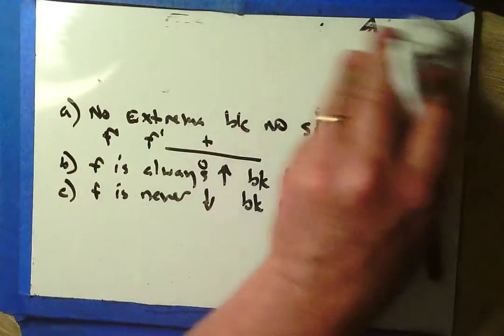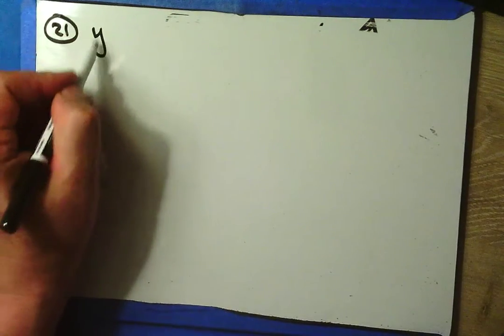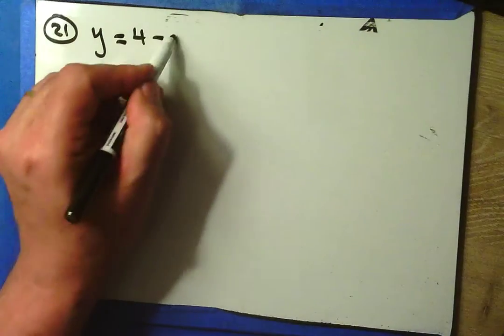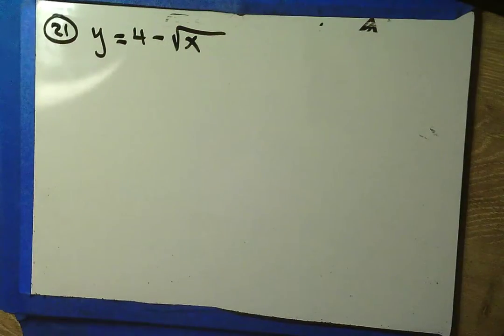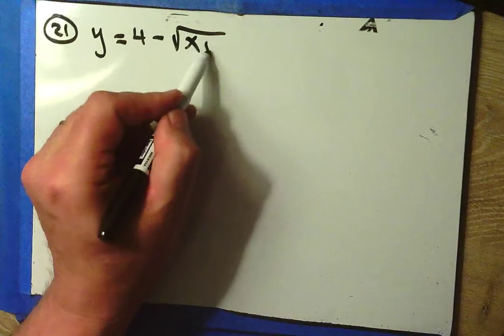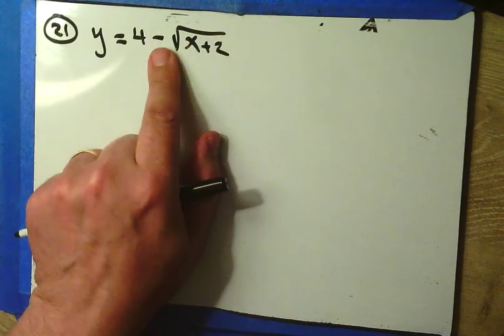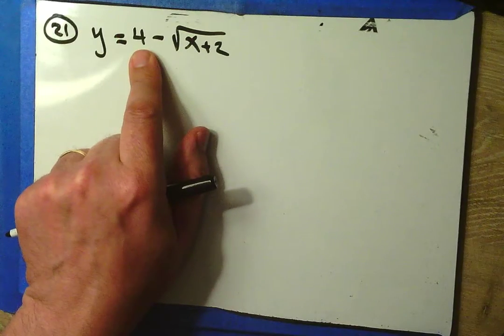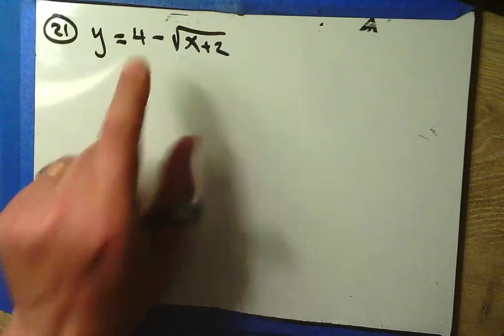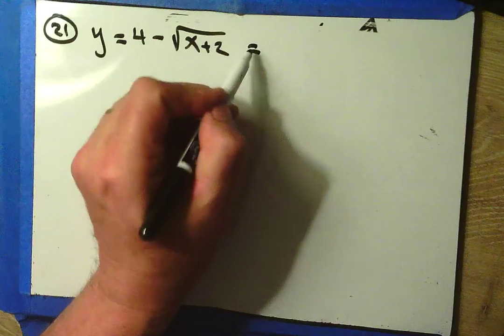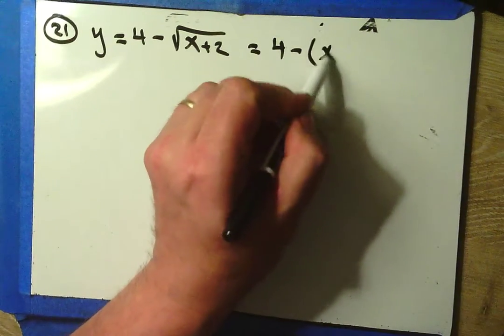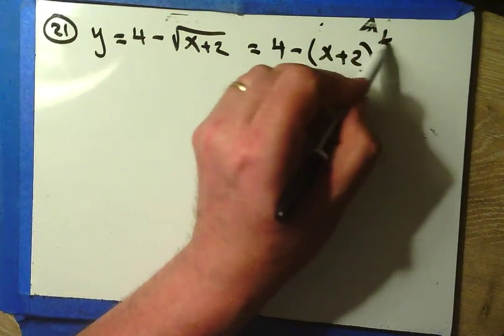Okay, 21. 21 says y equals 4 minus square root of x plus 2. Okay, so it's our square root graph shifted left 2, flipped upside down, and moved up 4. You might want to rewrite this as x plus 2 to the 1/2 power.